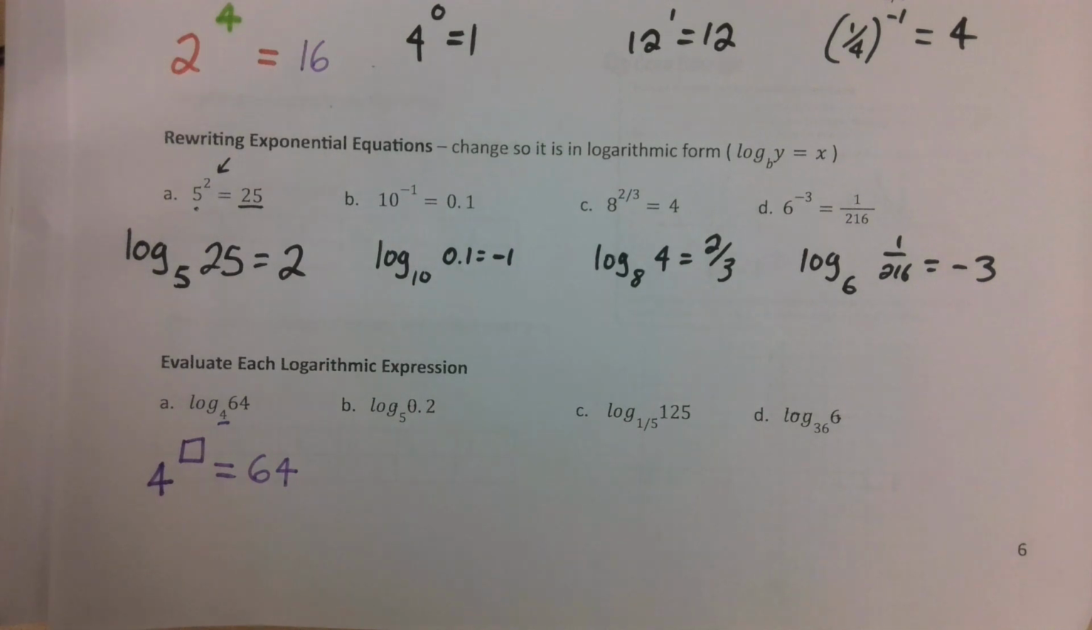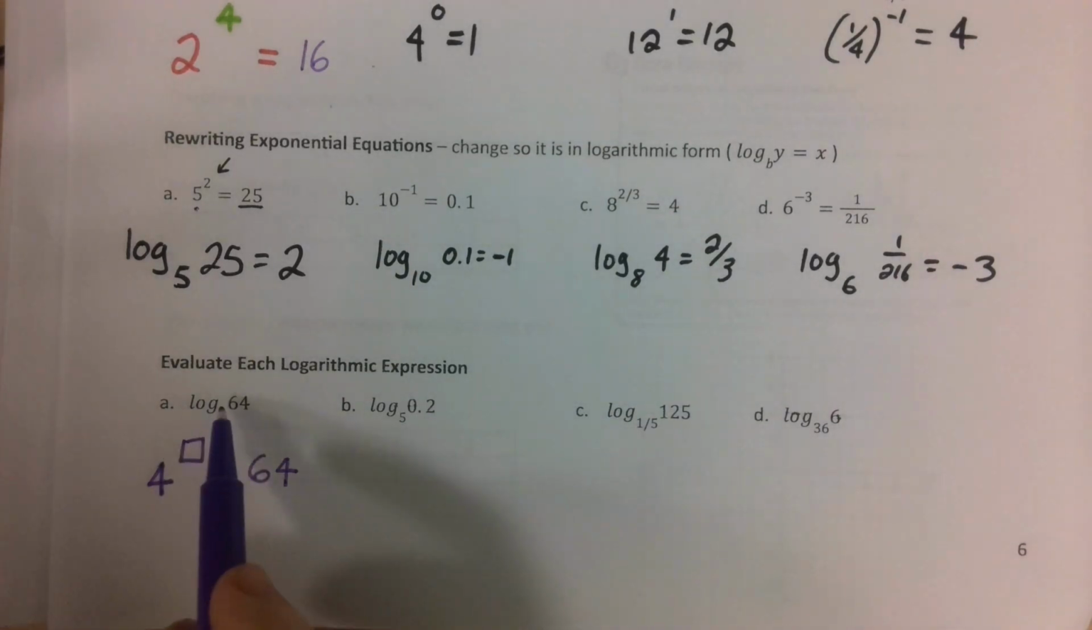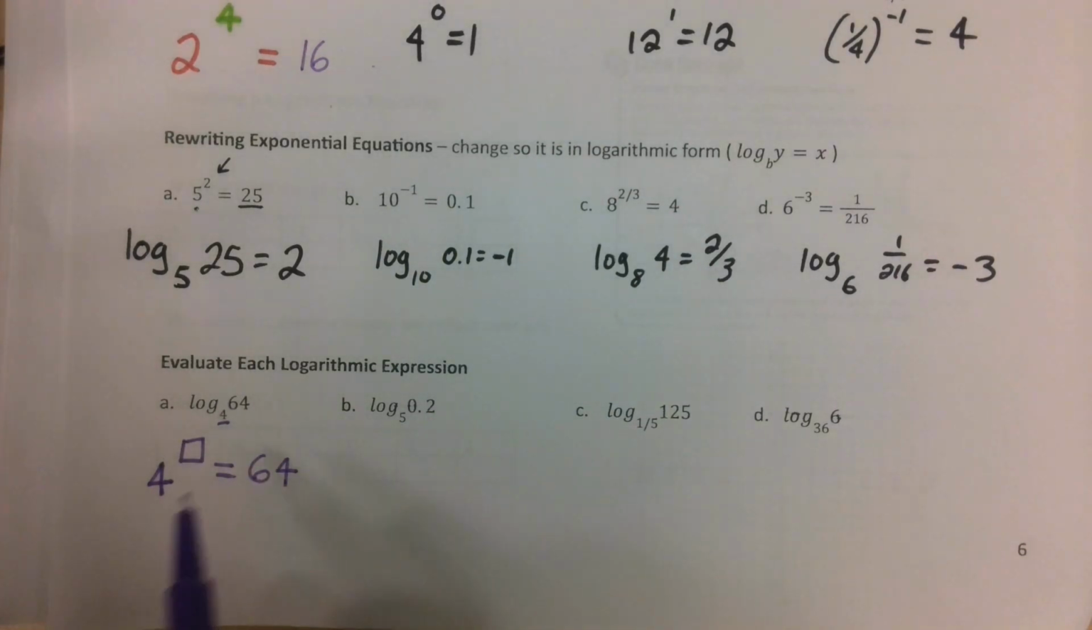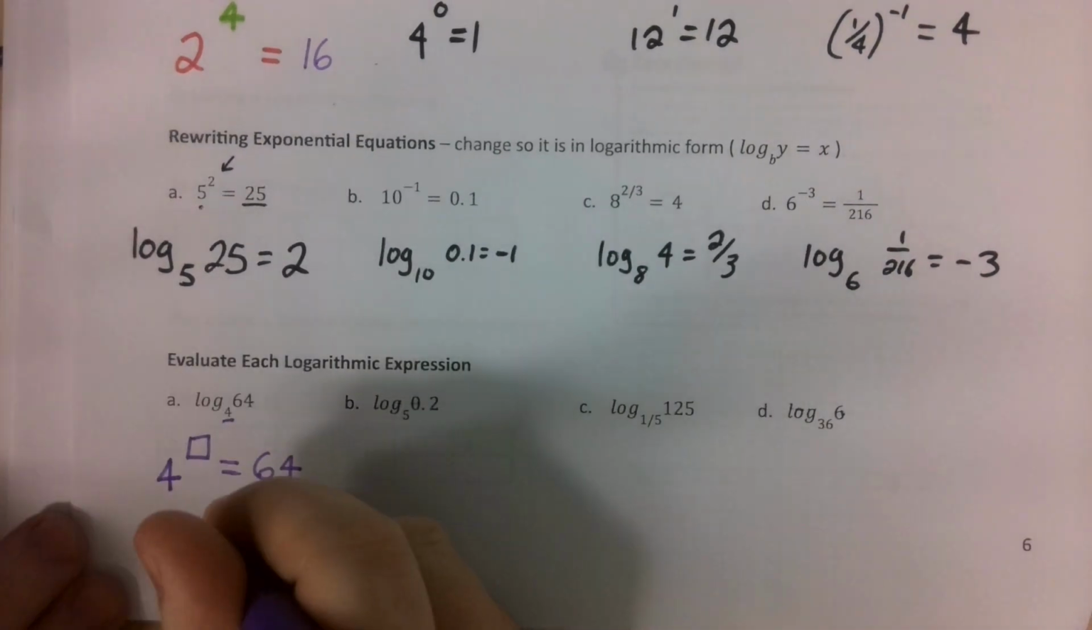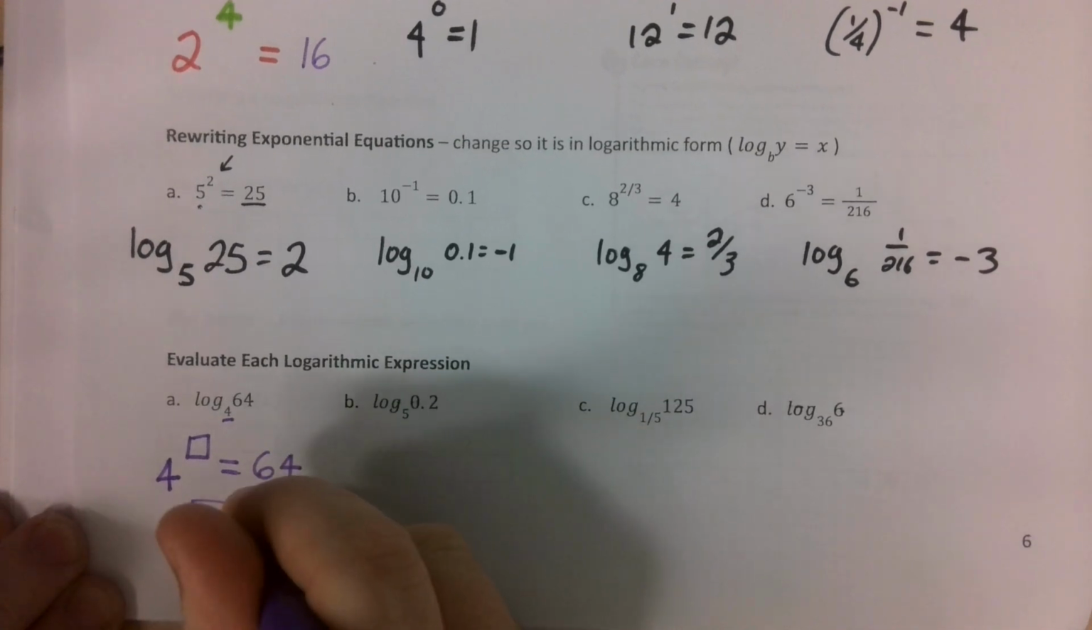You can use an empty box like I did, you can use an X, you can use whatever symbol you want to depict that we don't know what this is. That's what it means to evaluate. We're trying to figure out what the missing piece is. Well, 4 to the third power is 64, so our answer here is 3.